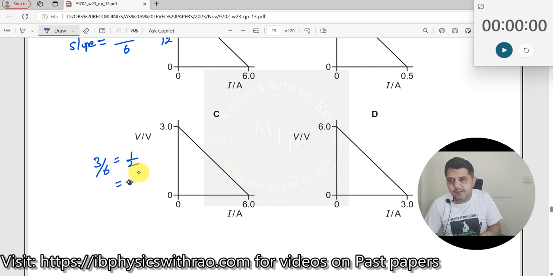So it is 0.5. What about here? If you want to do this also, we'll do this. This would be 6 divided by 3, which is equal to 2. So all the other options are incorrect except this. So C is the right answer.